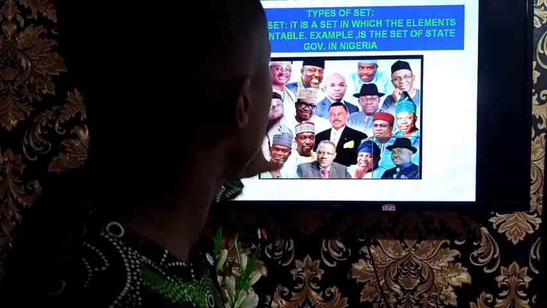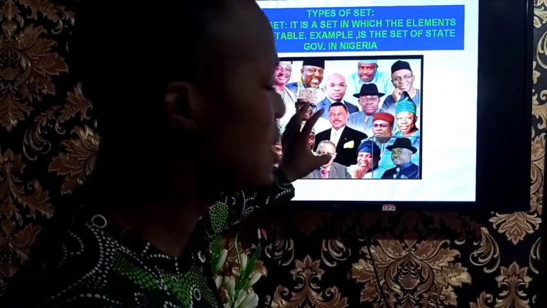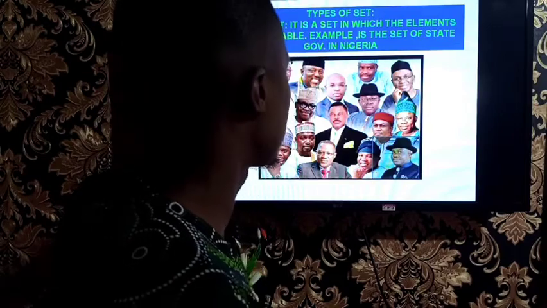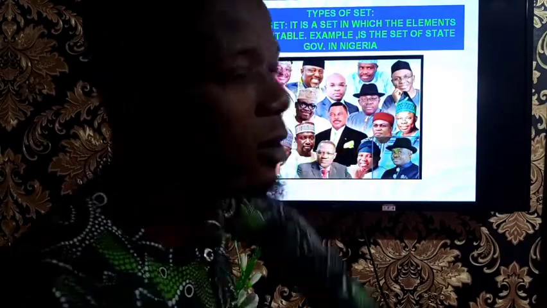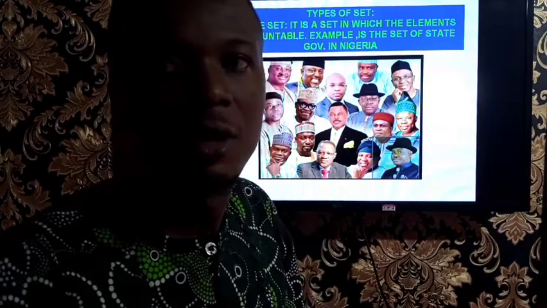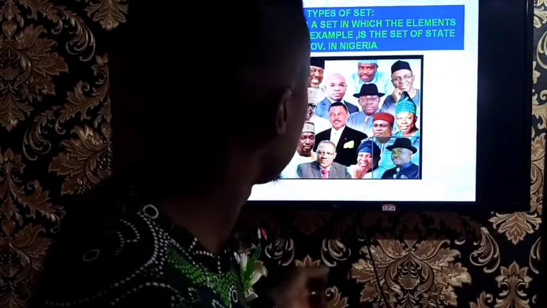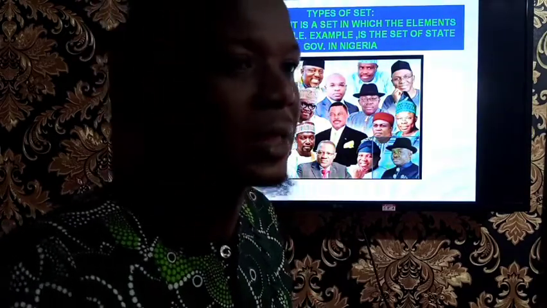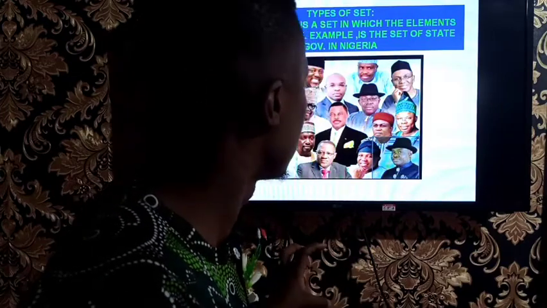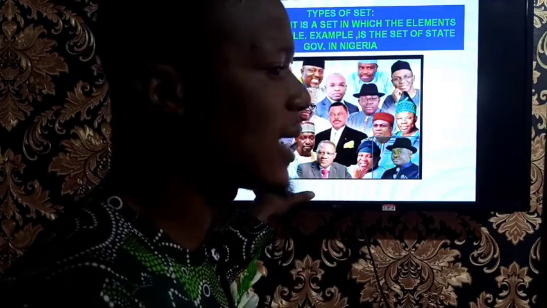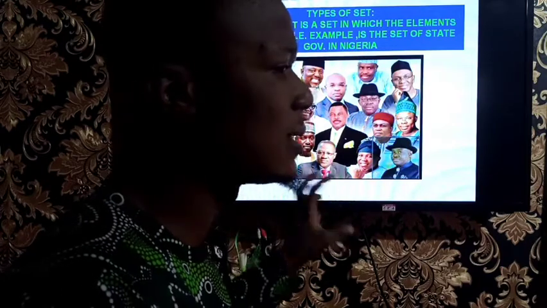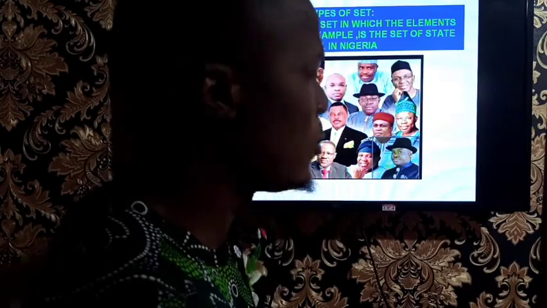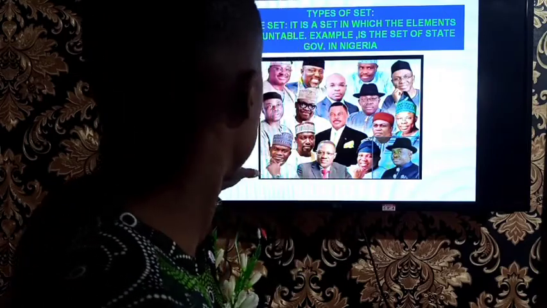Okay, now you can see the picture I displayed here. These are the sets of governors of states in Nigeria. You can find out that these governors of states in Nigeria can be counted. Of course, every state must have a governor. Therefore, the governors of states of Nigeria should be around 36. So since you can count that kind of set, it means that the set is a finite set, because a finite set is a kind of set in which the elements are countable. Alright? So we can count the elements of this particular set.